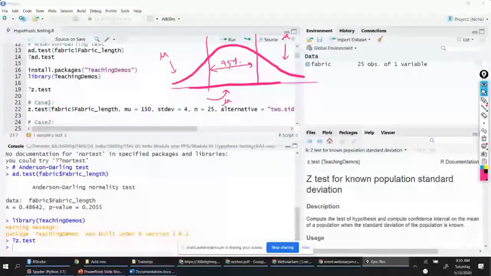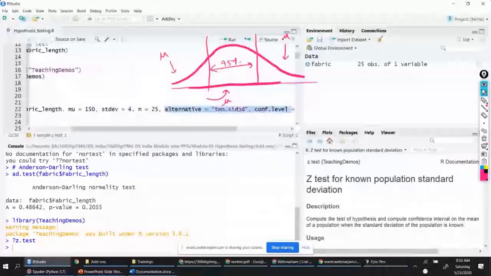if your null hypothesis says it is falling here, then the alternative could be either this side or this side. So I'm saying the alternative is a two-sided test. Two-sided. It could be this side or this side.